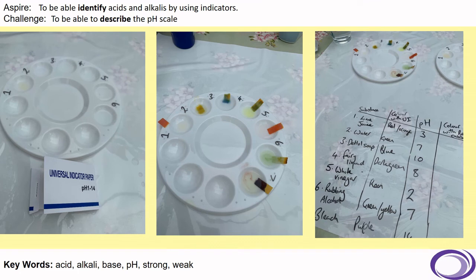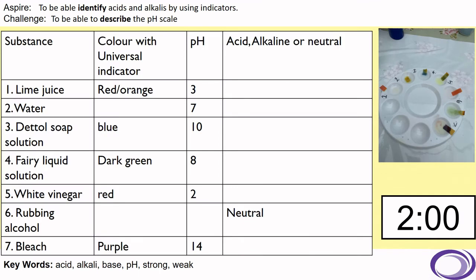So substance 1 was lime juice, then 2 was water, 3 was Dettol soap, 4 was fairy liquid, 5 was white vinegar, 6 was rubbing alcohol, and 7 was bleach. I've given you a partially completed version of my results table, and what I'd like you to do is complete the blank sections to the best that you can.